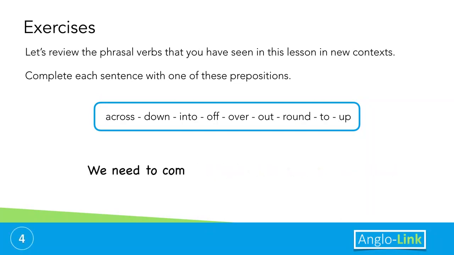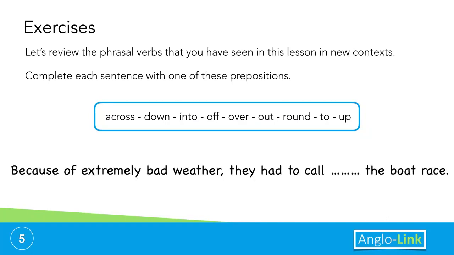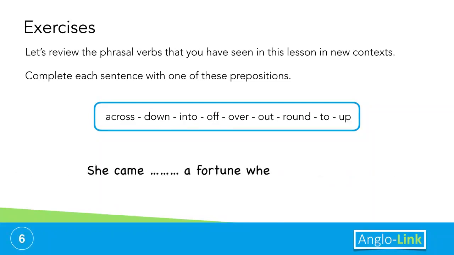Number 4. We need to come with a better solution. We need to come up with a better solution. Suggest a better solution. Number 5. Because of extremely bad weather, they had to call the boat race. They had to call off the boat race. They had to cancel it. Number 6. She came a fortune when her aunt died. She came into a fortune when her aunt died. She inherited a fortune.